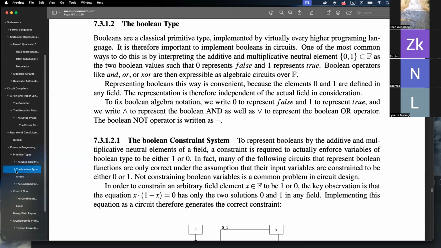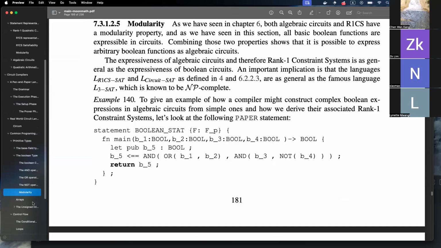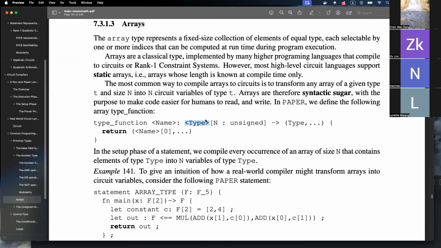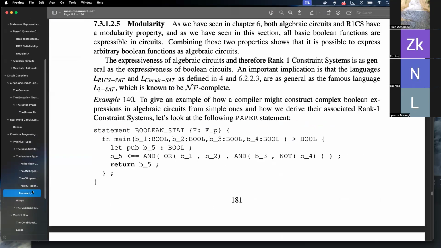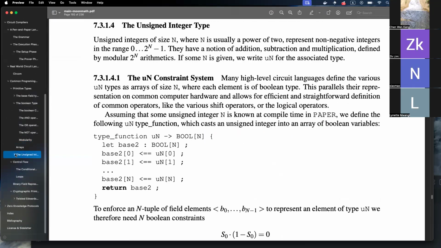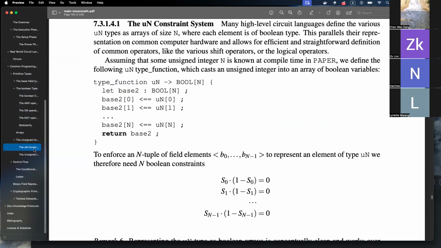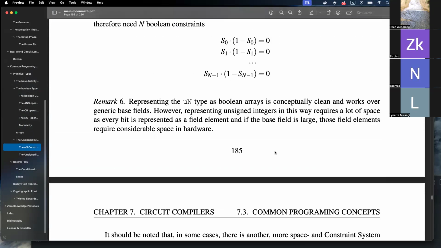Let's go a little bit into something more interesting. Arrays: an array can be implemented, but you cannot implement lists. If we go down, this is just an unsigned integer type, which means that you cannot go negative.